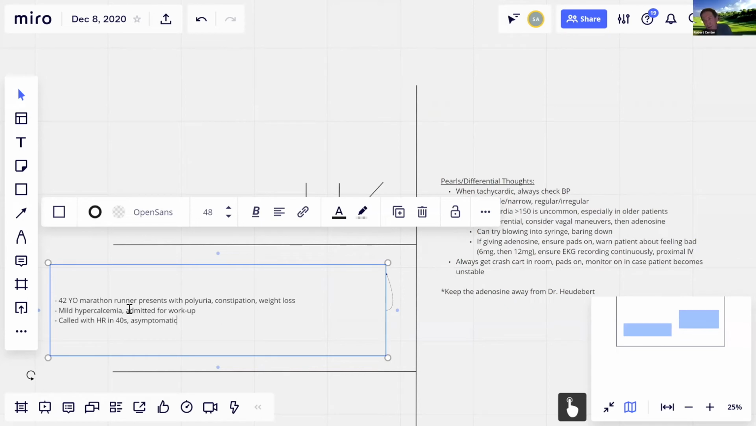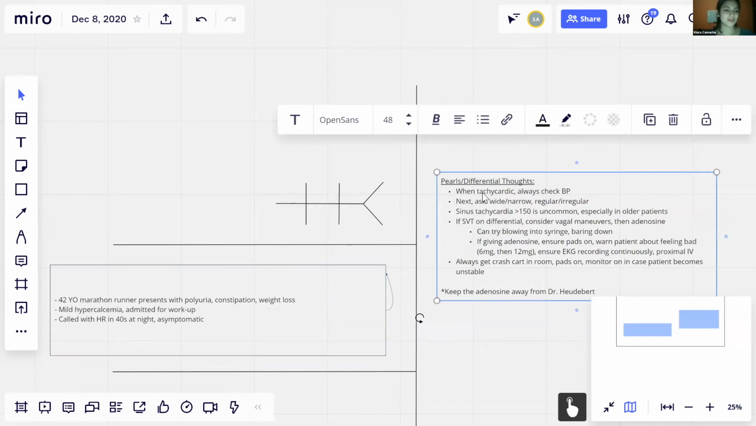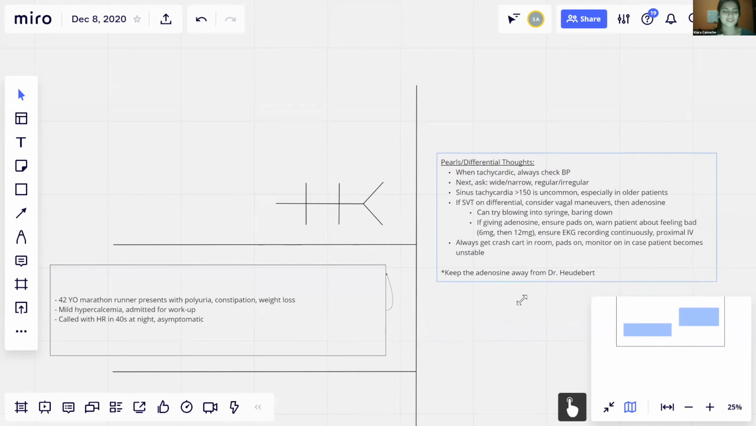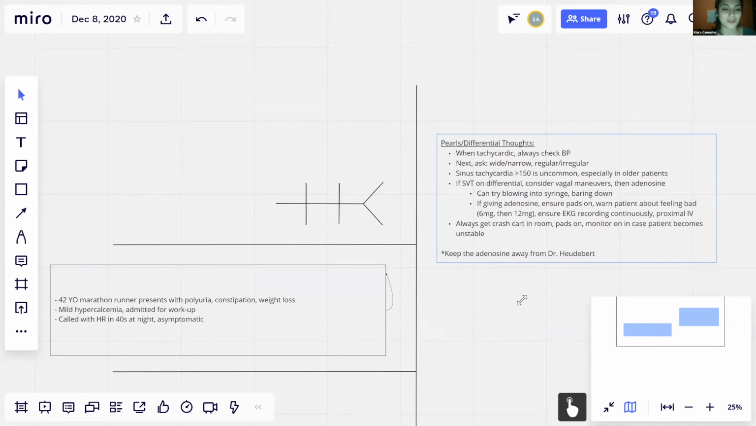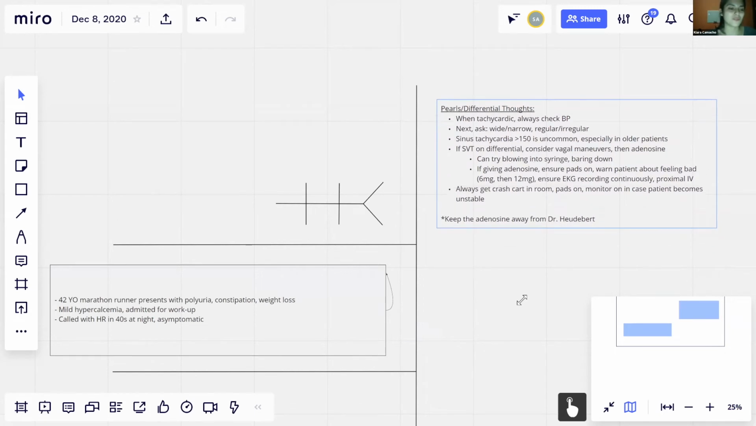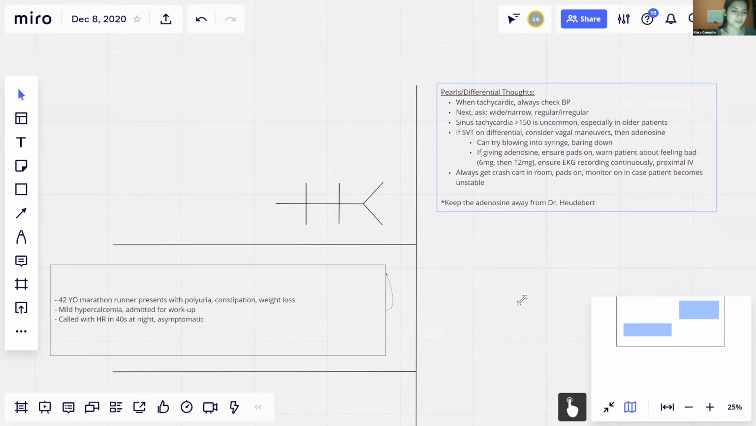I guess we'll let Kiara go first this time. So, let's see. This is an old man with polyuria, constipation, weight loss, and hypercalcemia. First thing that came to me when I hear hypercalcemia, weight loss is, for example, multiple myeloma, which tends to have hypercalcemia. Yes, this came into my mind.